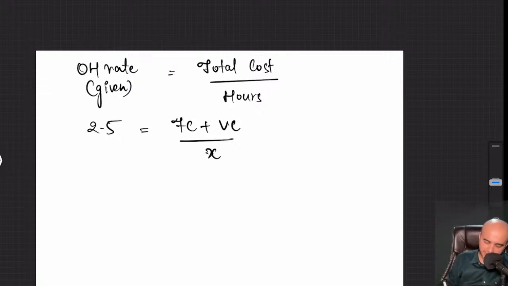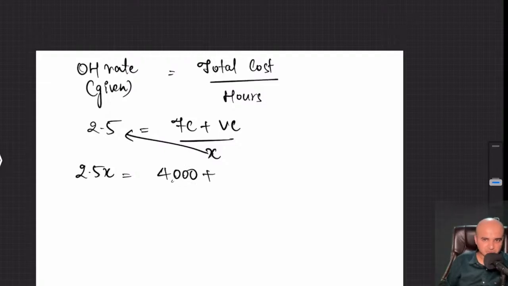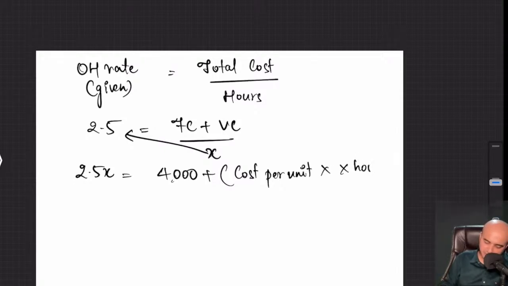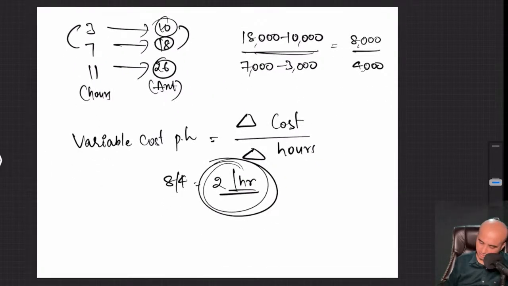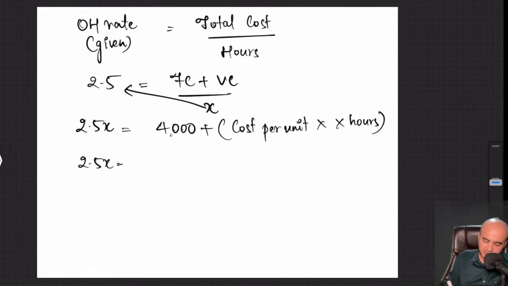So now if I take this X to the LHS, it will be 2.5X equals fixed cost, which we know from the table is 4,000, plus variable cost. Variable cost is nothing but cost per unit multiplied by number of hours, X hours. Cost per unit has already been identified elsewhere. If you look at this, variable cost per unit is 2 rupees. So 2.5x equals 4,000, which is the fixed cost, plus 2 rupees into number of hours, which is x.